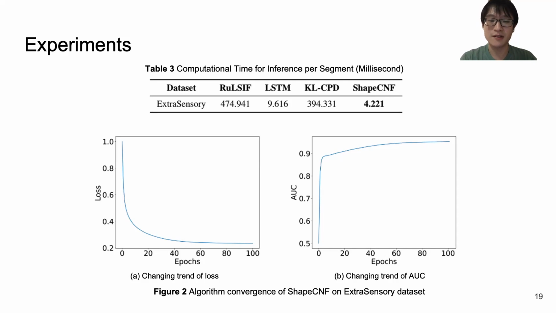It is the fastest method, and it is about 100 times faster than RoSIF and KLCPD. The two figures below show the convergence of ShapeCF on the ExtraSensory data set. The figure on the left hand shows the changing trend of loss, and the figure on the right hand shows the changing trend of AUC. We can find that our method ShapeCF can converge after about 40 or 50 epochs. It is very fast.